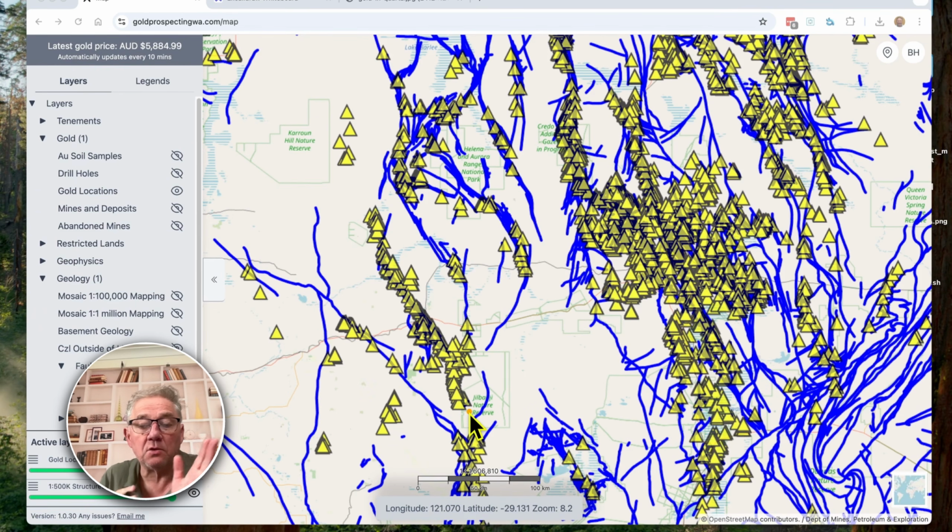So it looks like it's all running one particular direction, but there could be local areas. Not always the case, but there could be. And so in these changes of direction, you could end up with some very high-grade deposits.